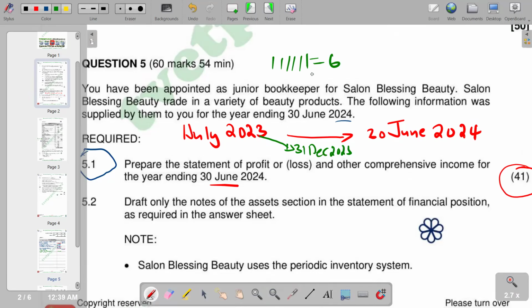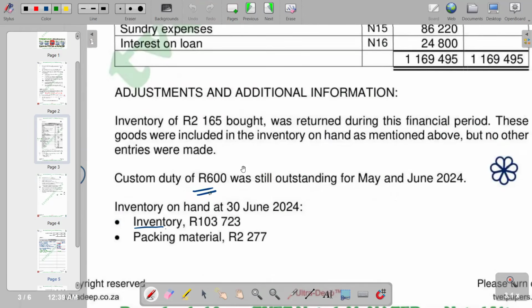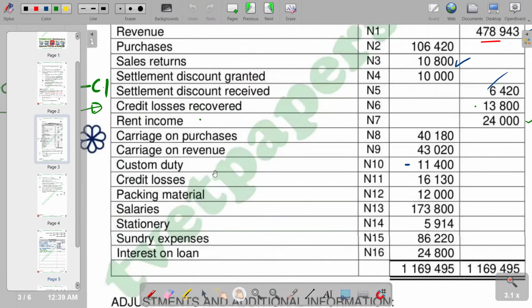So the rent that has been received, saying rent has been received up to 31 December 2023. So the rent that has been received is only for 6 months. So we go back to our pre-adjustment trial balance. Remember, the figures that we are having in the pre-adjustment trial balance represent the actual figures. So rent income that we are seeing here represents the actual rent that was received. So this rent was only for 6 months, 24,000.